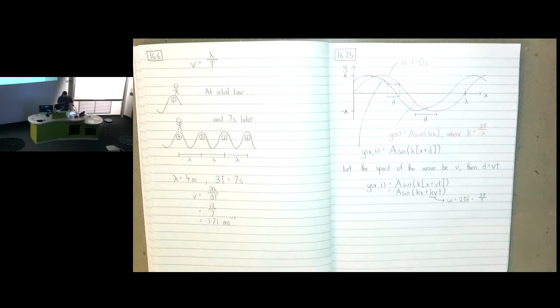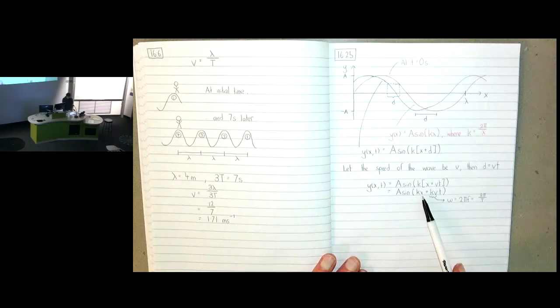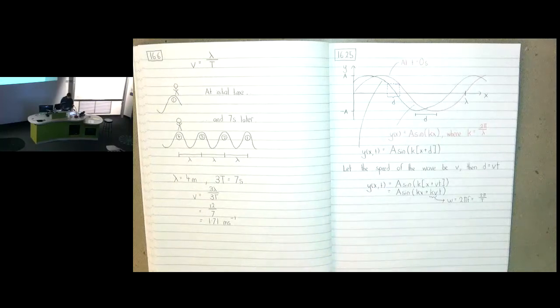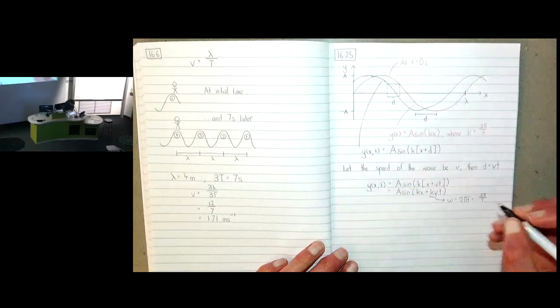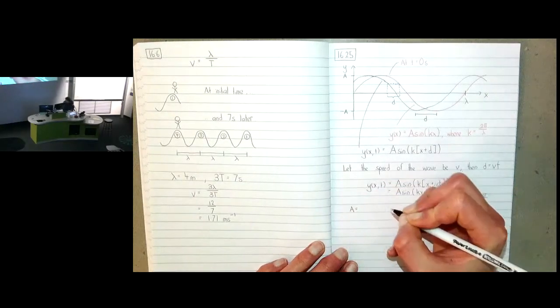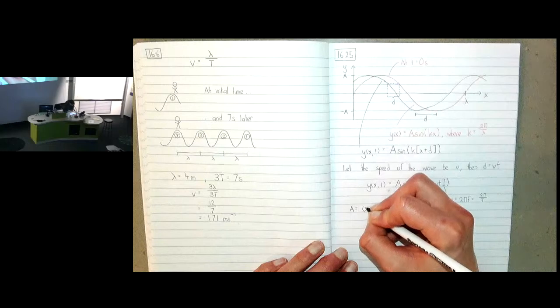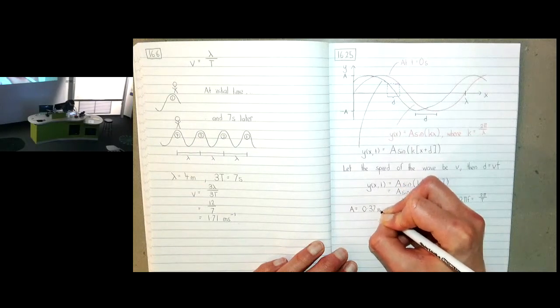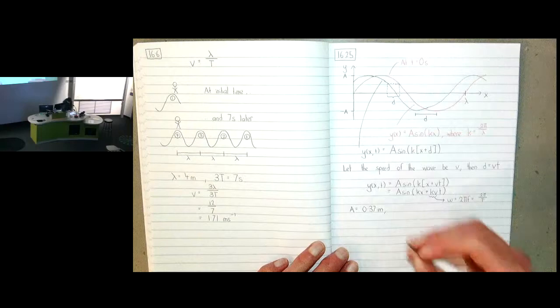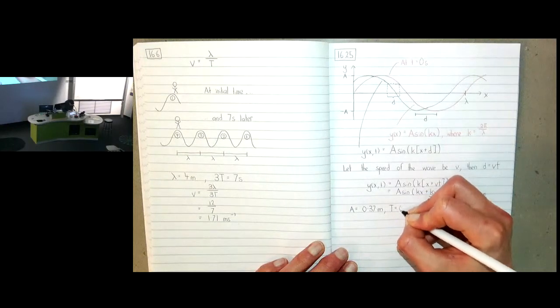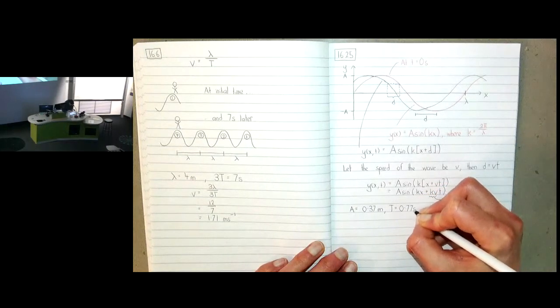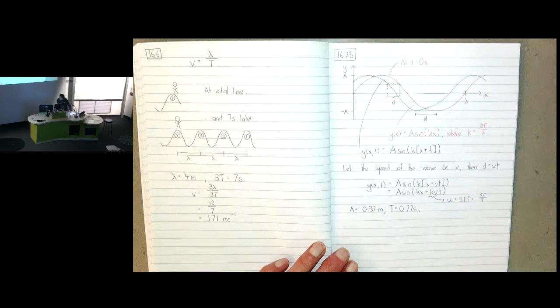So to answer the question, all we need to do is calculate a number for this wave number and a number for this angular frequency, which is equal to the wave number times the speed. So let's just write down what we've got. We know that the amplitude of the wave is 0.37 meters. We know that the period is 0.77 seconds. And we know that the speed is 12 meters per second.